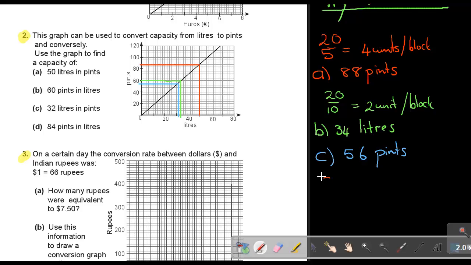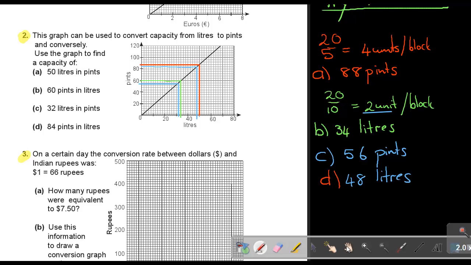And then number D, 84 pints. Now, if I look at this one, 84 pints. So this is 84, it's also just one down. Let's just take the blue. So 84, there. Okay, my ruler. And it's going up to there. Now remember, this one is counting 2 units. So 42, 44, 46, 48. So it's going to be 48 liters. And it's just reading down.